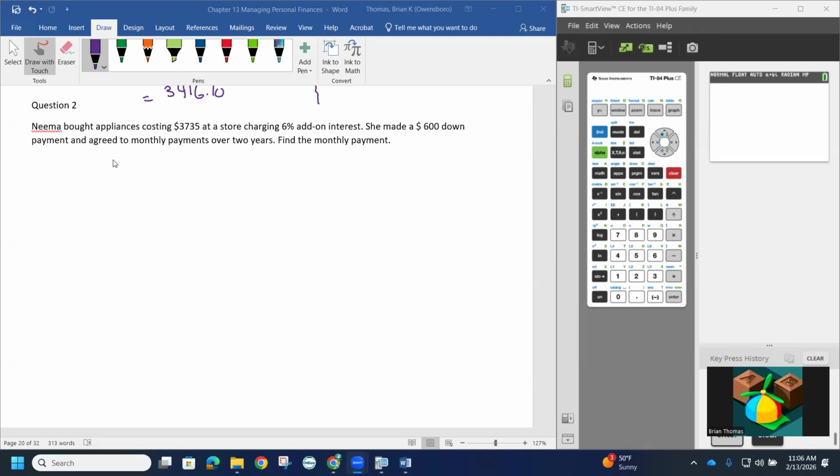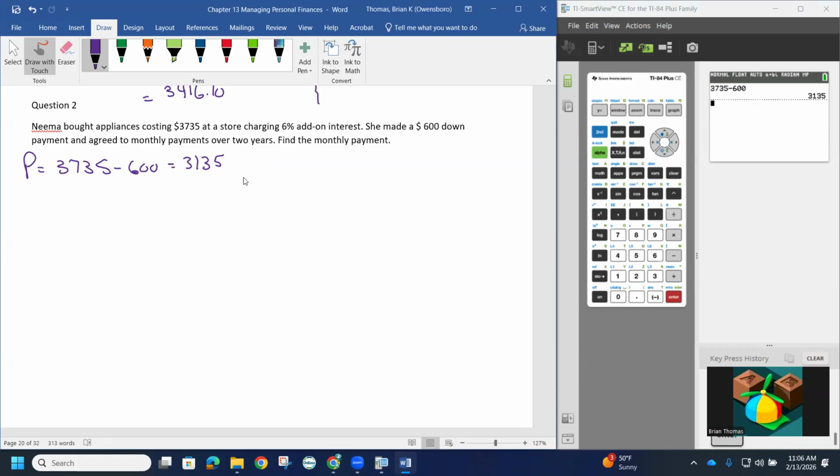So again, one of the things we pick up on is she did make a down payment. So our principal balance, if you will, is going to be this $3,735, subtract the $600 that she actually put down. So we make note of that. If you do that math first, we understand how much she actually borrowed. So $3,735 and subtract the 600, we see that she's only borrowing $3,135. That's her principal, her initial amount, what she's borrowing.